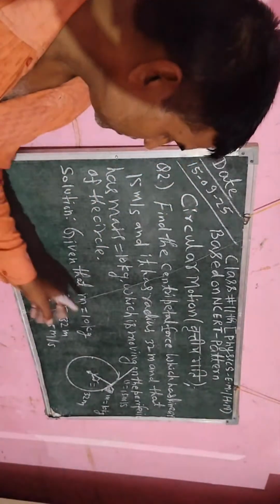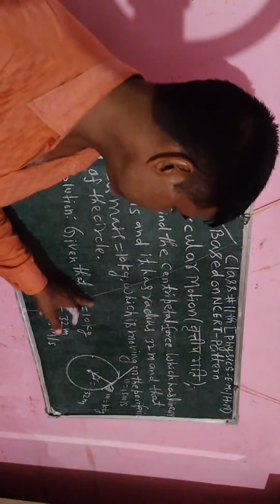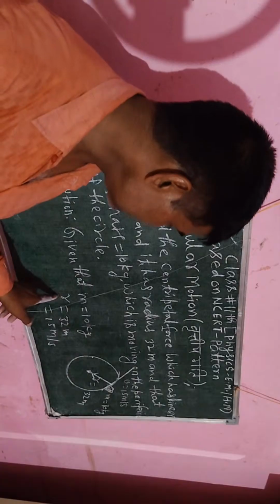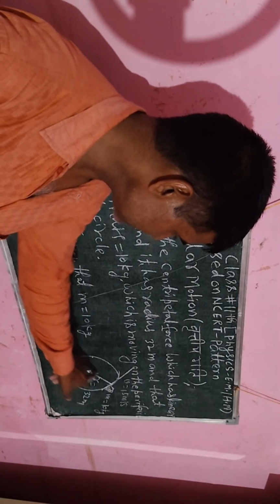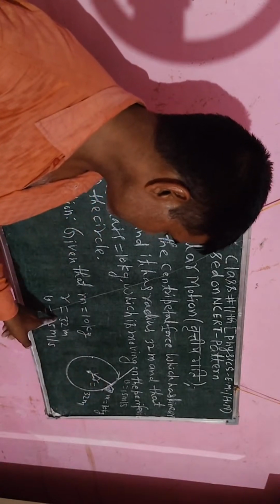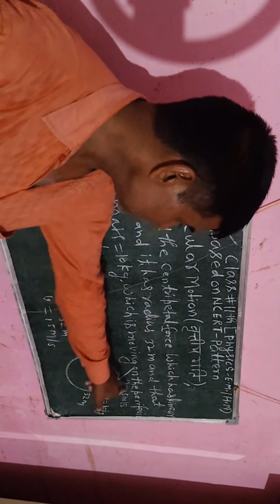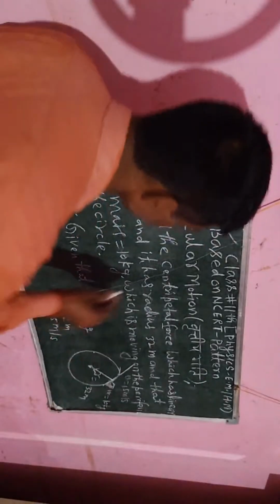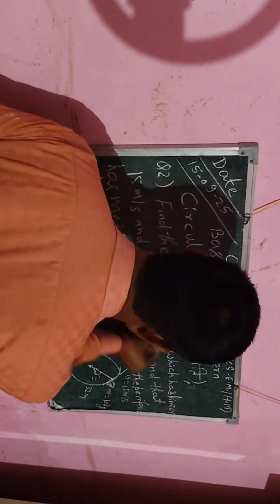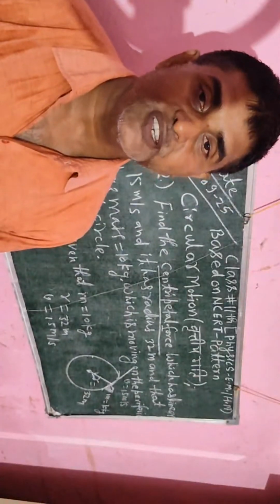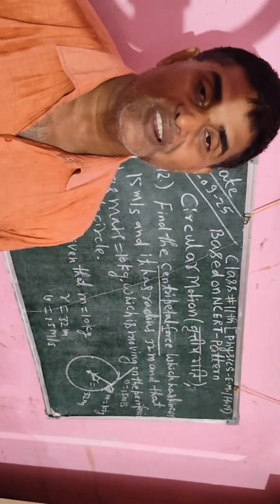Okay, so mass of that particle is given here 10 kg, and radius of the circle, from the center of the circle to the periphery or circumference of the circle, is given here 32 meter. Now this particle is moving with velocity 15 meter per second. Okay student, so we have to find the value of centripetal force. So we have to use the formula of centripetal force to calculate its value.